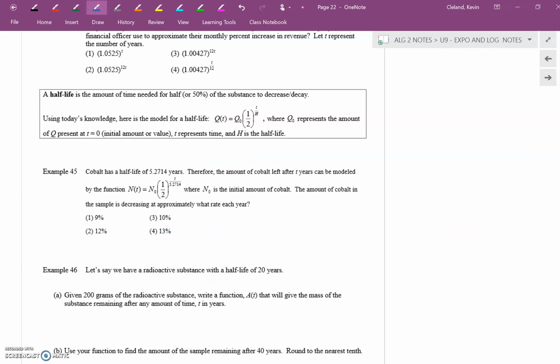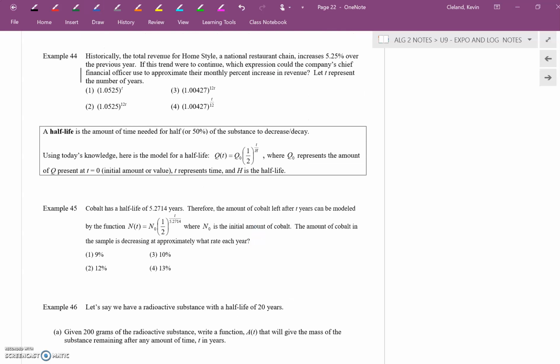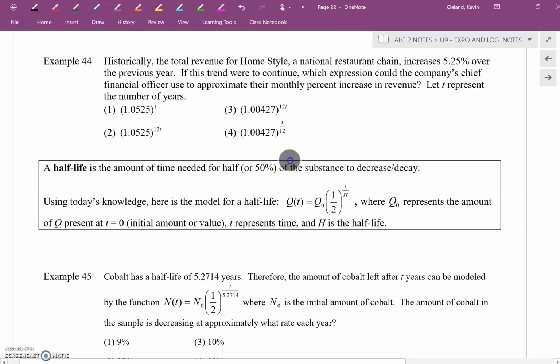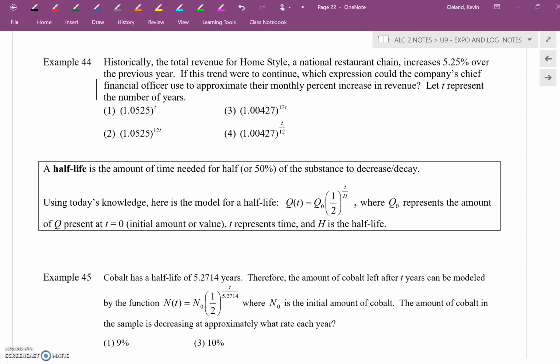Okay, turn to the page. Here's one where we're talking about revenue for a restaurant. It's increasing by 5.25% over the previous year. So right off the bat, we get 105.25%, in decimal form 1.0525.